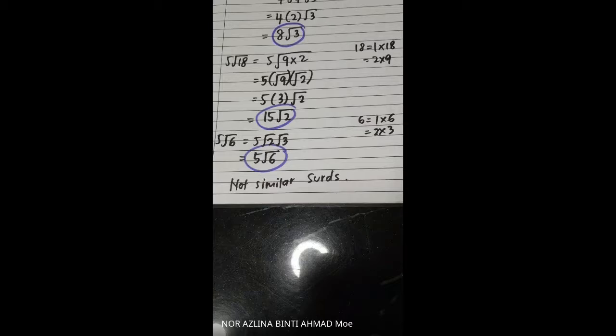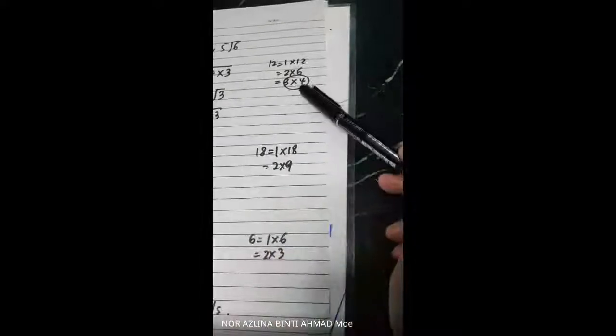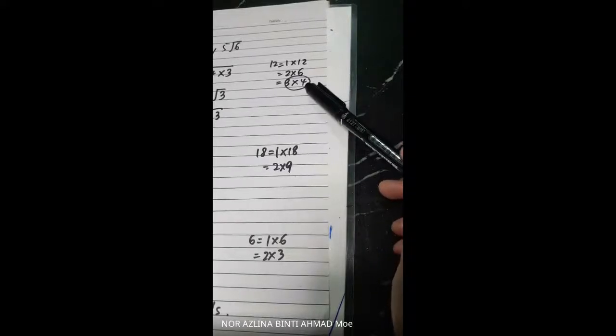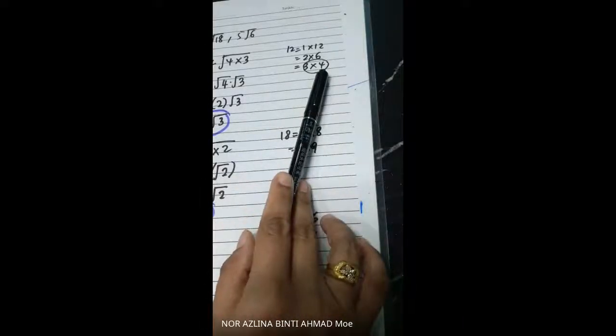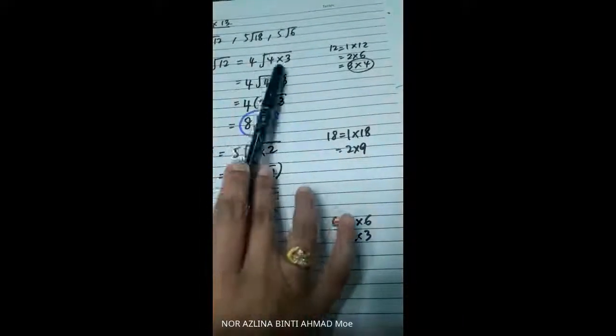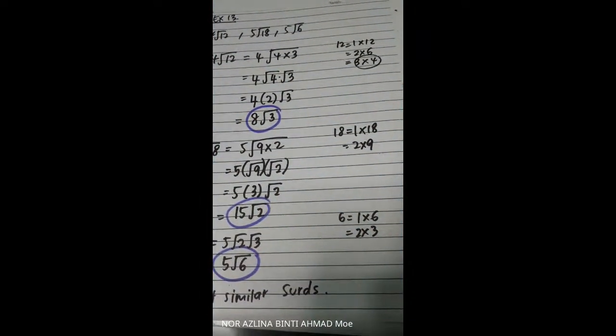Okay. Understand, class? Okay, sure. That is the way how you can simplify the value inside the square root. You use the product, then you find the perfect square, you substitute into the set, then you simplify. Okay, that's all for today.